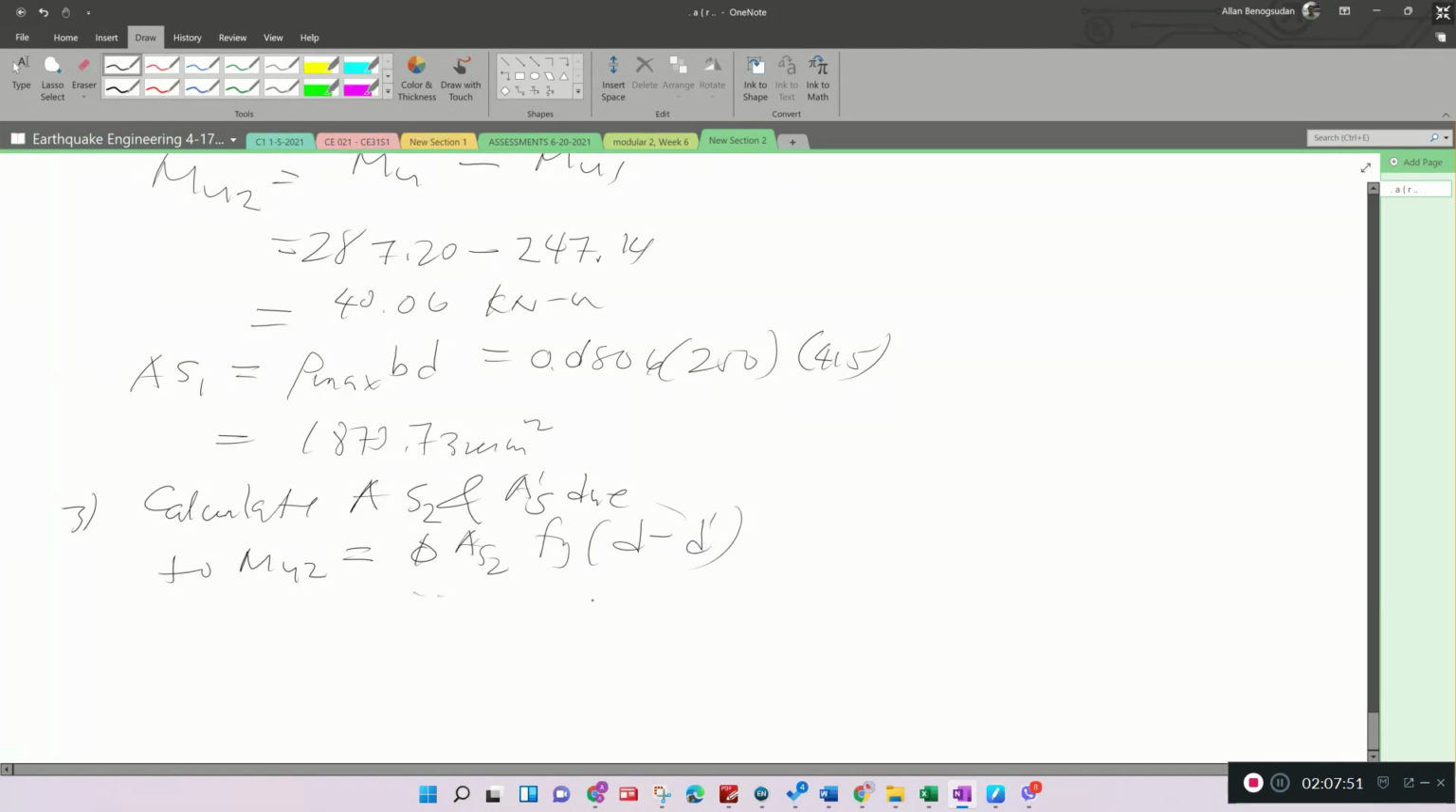Nobody got this problem, basically. So I said that, but I said, I think it's just a doubly reinforced, but I think you have not decided, I would say. So 40.06 times 10 to the 6 is equal to 0.90, then AS2, then 420, then of course, what is A? It's 415 minus 60.